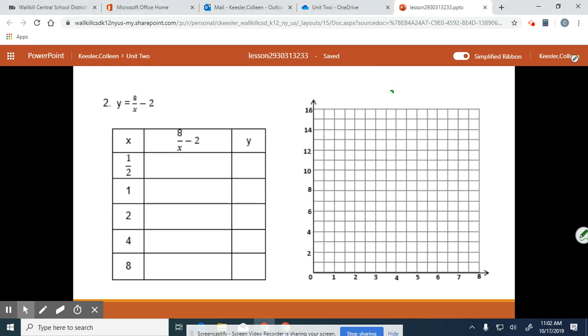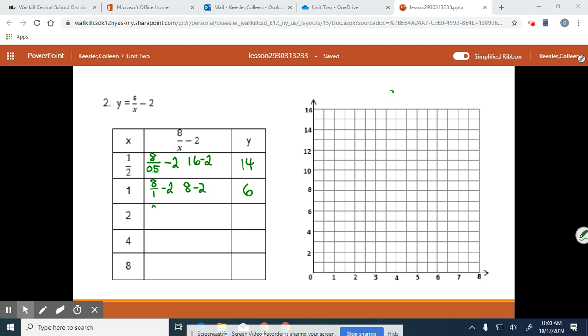Now we have y equals 8 over x minus 2. We've never seen one like this, so chances are this is going to be nonlinear, but let's prove it. So we first start by plugging in that 1/2. If we do 8 divided by 1/2, which is the same as 0.5, minus 2, we get 8 divided by 1/2, which is 16, minus 2, which is 14. Then we can plug in 1. 8 over 1 minus 2 is 8 minus 2, which is 6.